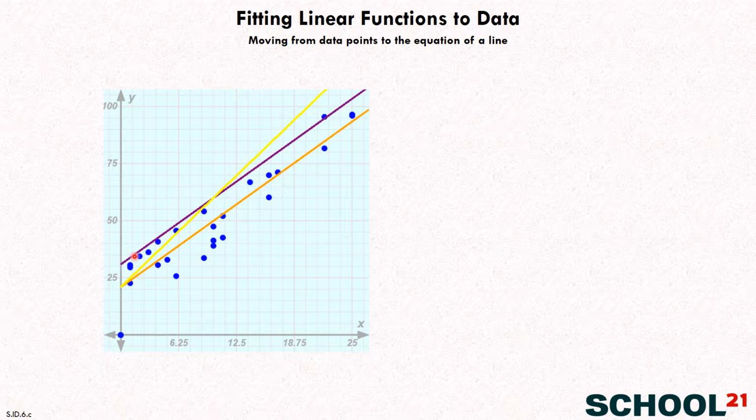Okay, then what you want to do is say, okay, good, they're not exactly on a line, but they're kind of on a line. So let's get a line that kind of fits the middle of the data, and that's what we want to do. And then we can use that line to make predictions.